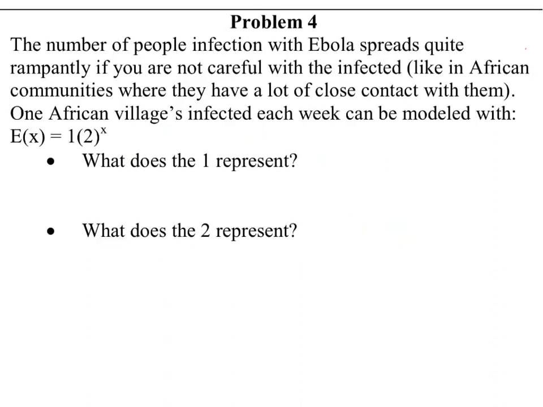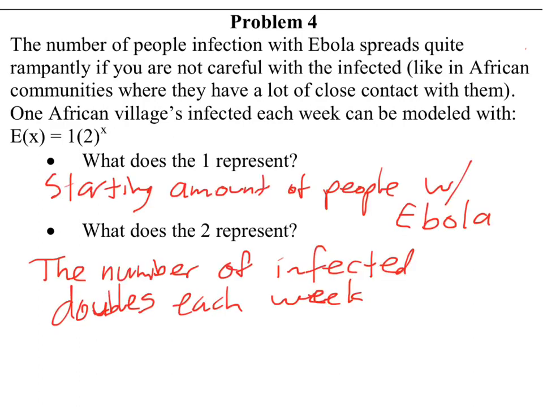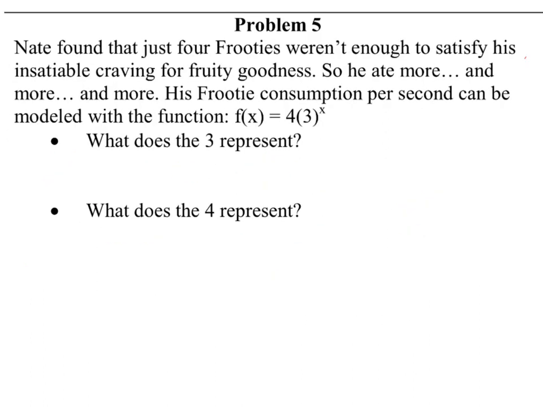Moving on to 4, this one's about the spreading of the Ebola virus. We can model how many people are infected with that. The 1 in this case is our initial value. That's how many people start with Ebola, just 1. And the 2 in this one is representing a doubling effect. So each week, the number of people with Ebola is going to double. So let me write that up. Okay, so there you go. I rephrased the second one. The number of infected is going to double each week. So that's what's happening with the 2 extra.